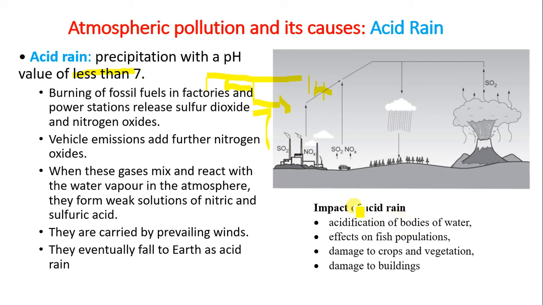Now, what is the impact of acid rain? It leads to acidification of water bodies, which will lead to a reduction in the pH of the water, and thereby has an effect on fish population. It damages crops and vegetation, and also damages buildings.